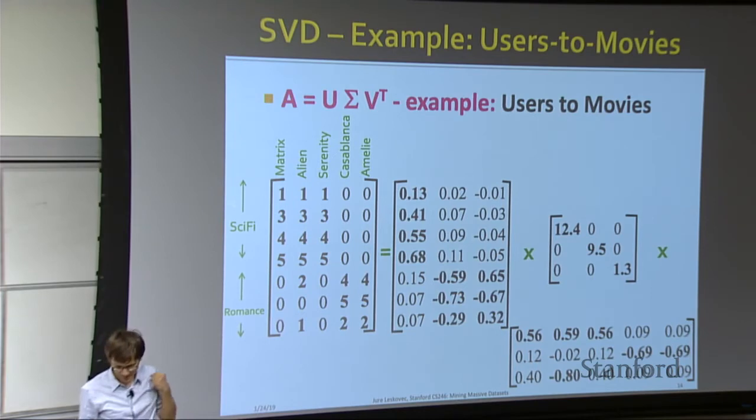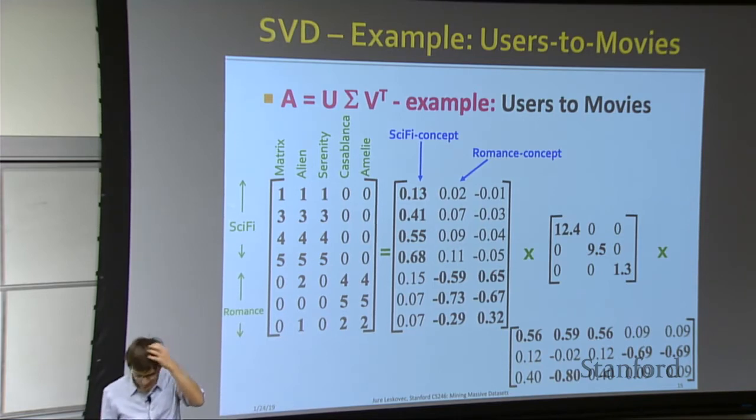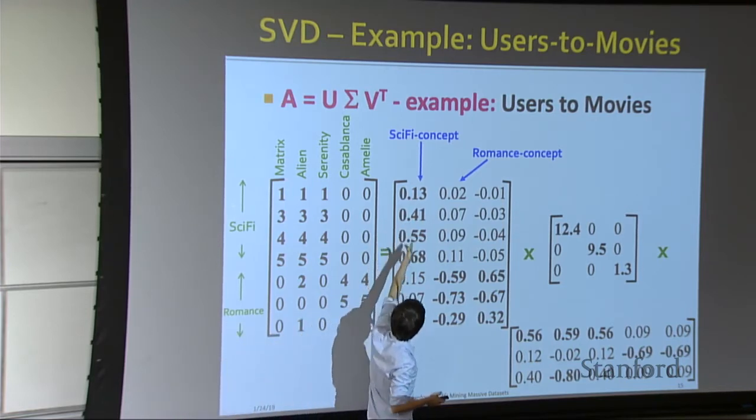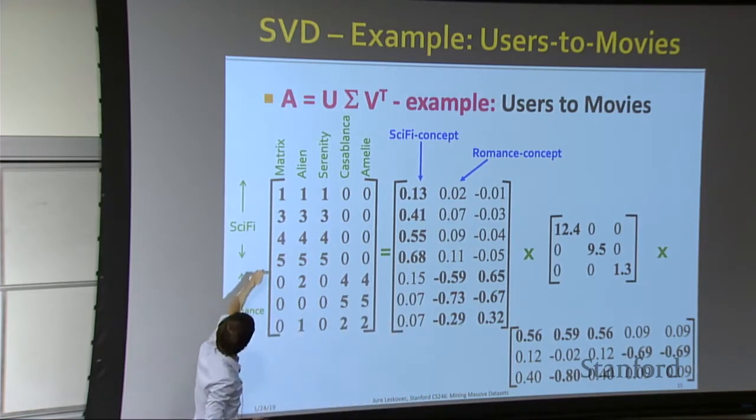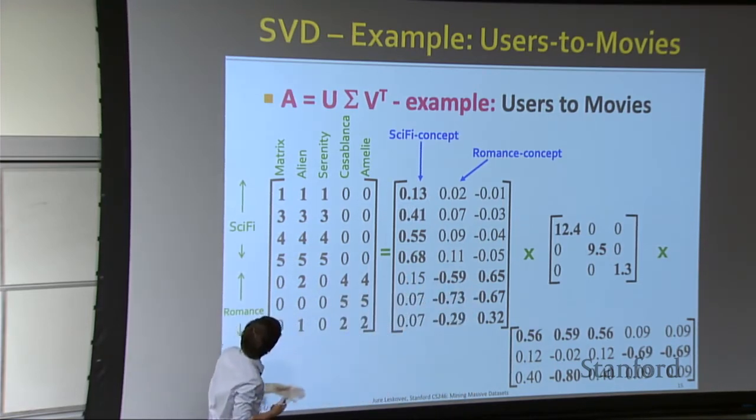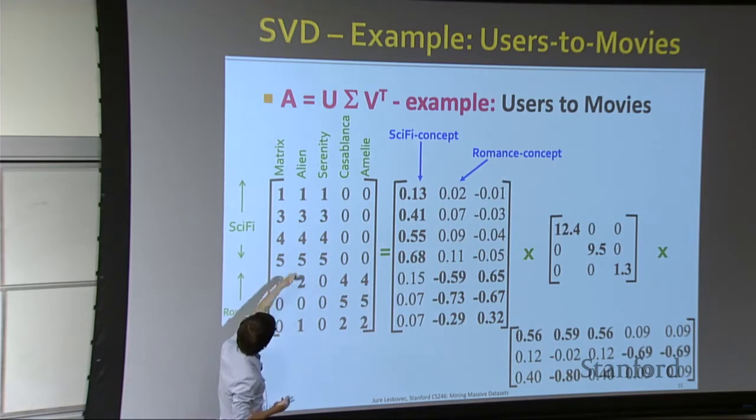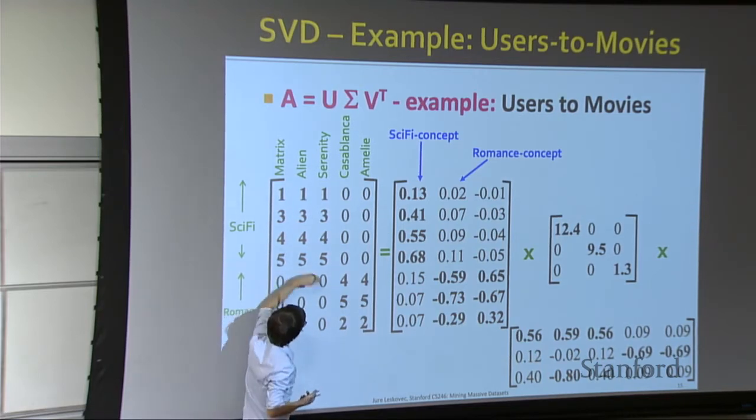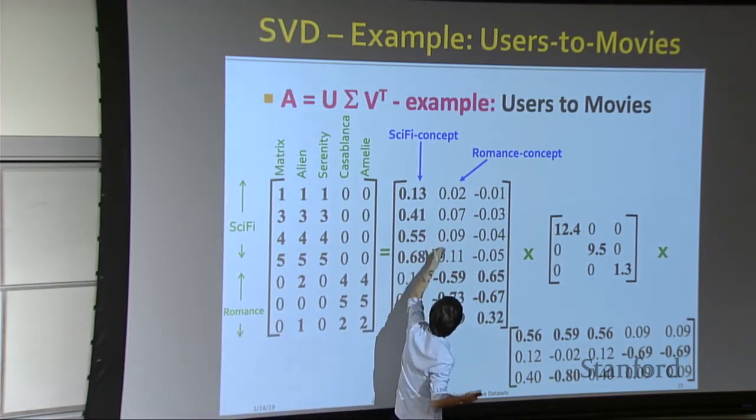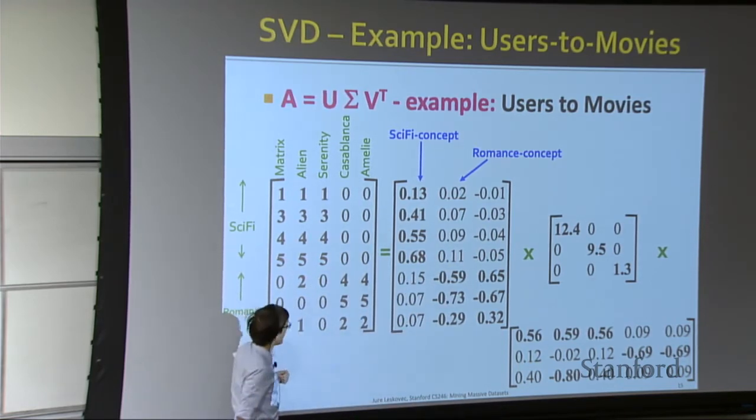Great. So now that we know why we only have three, let's figure out what this all means. For example, the left singular vector for every user tells me how much they belong to a different concept. It seems that this is the science fiction concept, science fiction topic, and the first four users belong to it quite a bit. And then there is this other concept, Romance, where these last users belong to it.